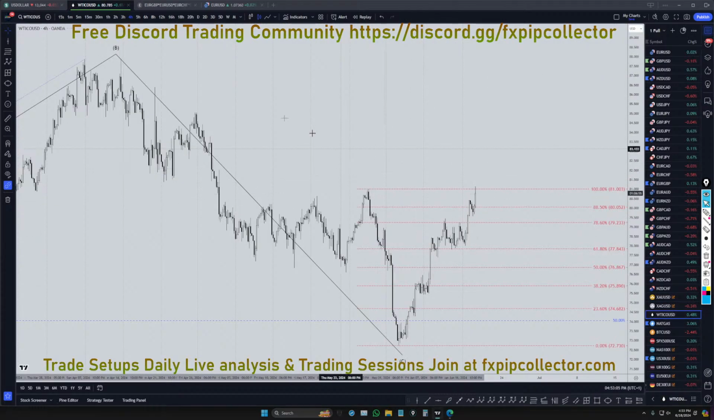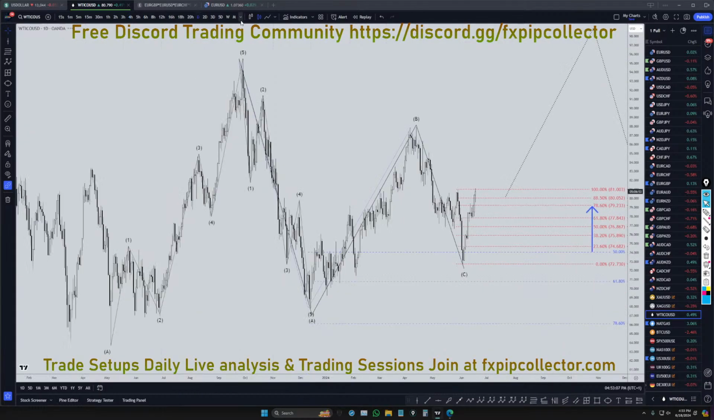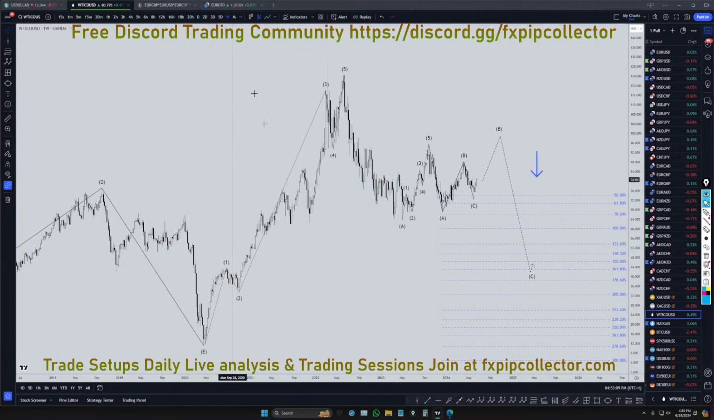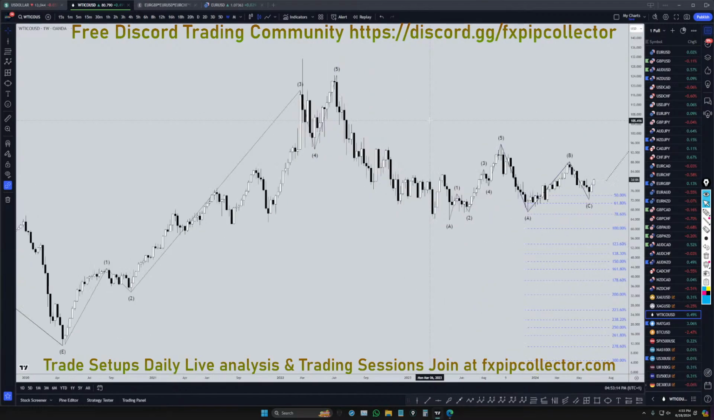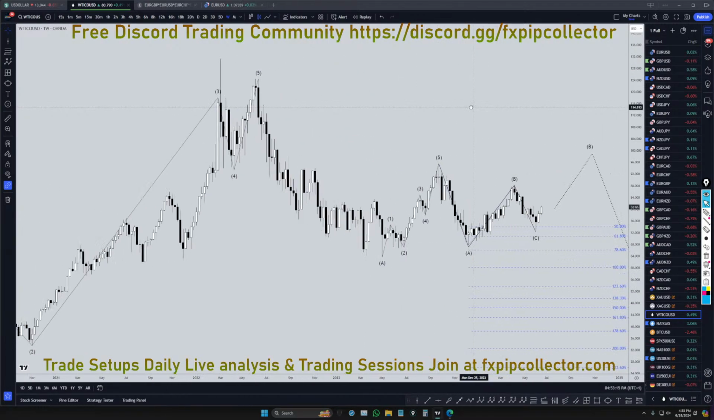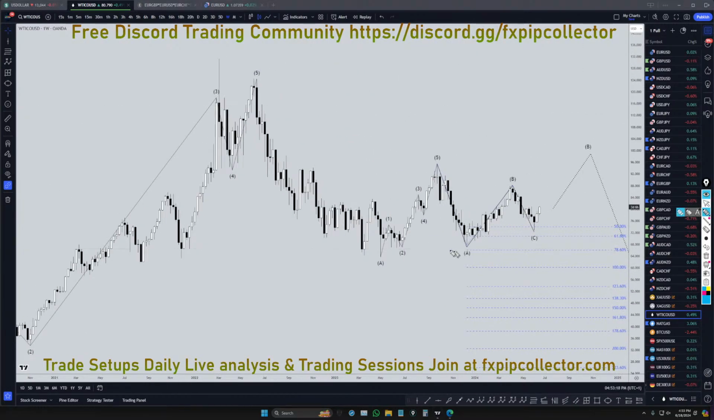So yeah, oil. I definitely think oil confirmed my analysis on the weekly time frame. I was originally thinking that oil was going to take out the low of wave A, because normally wave C's do take out the low of wave A, but it's pretty obvious that we have the end of a trend. So I think this move down right here is all a wave A.